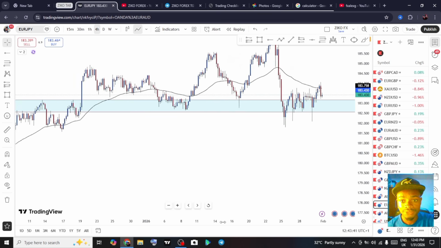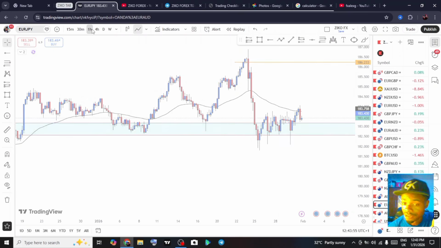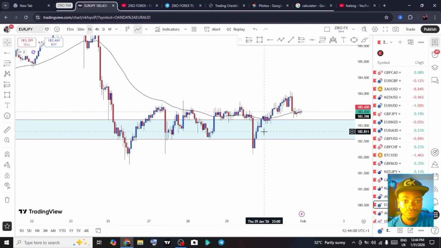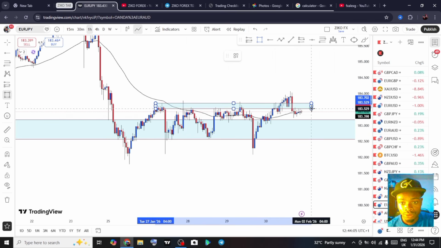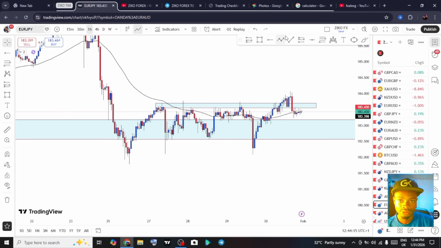Now 4 hour time frame is actually bearish, but I still believe this market could buy. I don't know why. So this is the entry time frame, which is the 1 hour time frame. I genuinely believe that this market could actually buy.